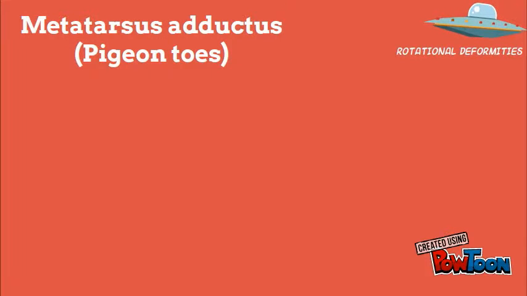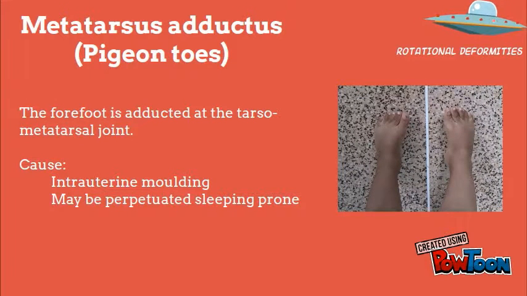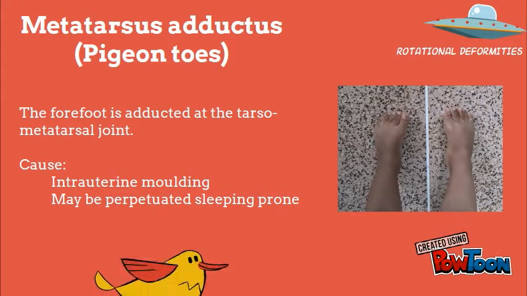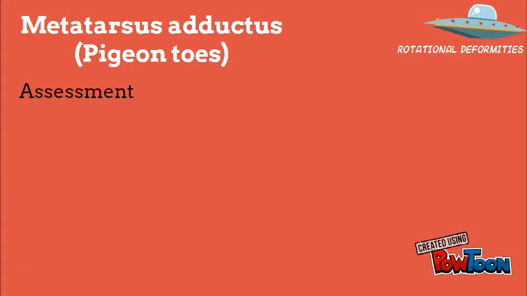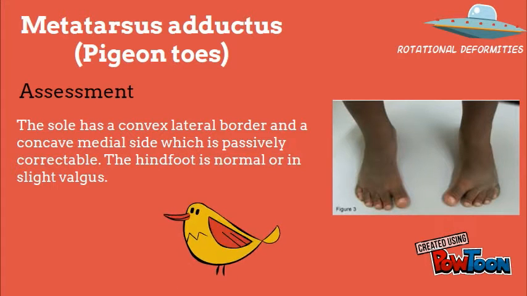In metatarsus adductus, the forefoot is adducted at the tarsometatarsal joint. It may be caused by intrauterine molding and may be perpetuated by sleeping prone. Assessment. On examination of the foot, the sole has a convex lateral border and a concave medial side which is passively correctable. The hindfoot is normal or in slight valgus.